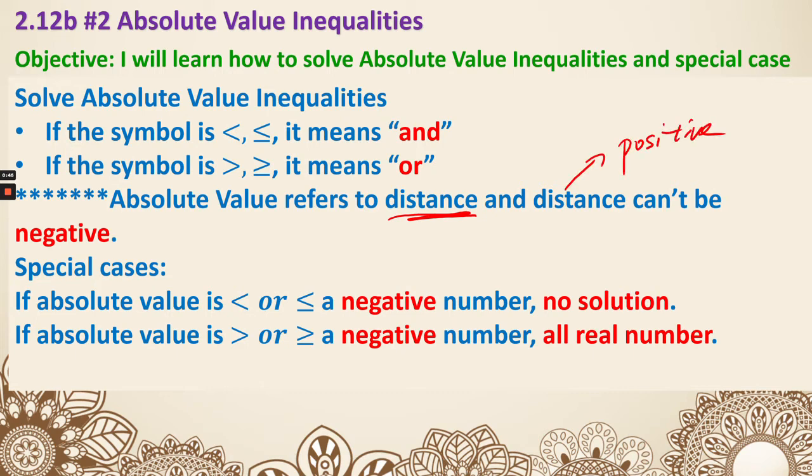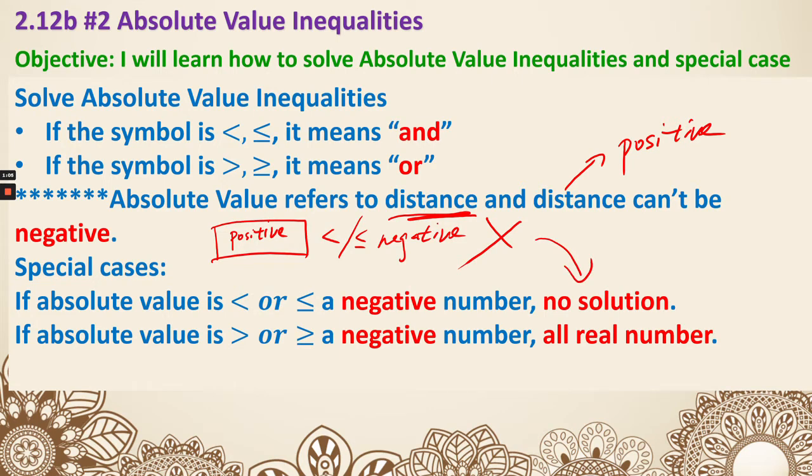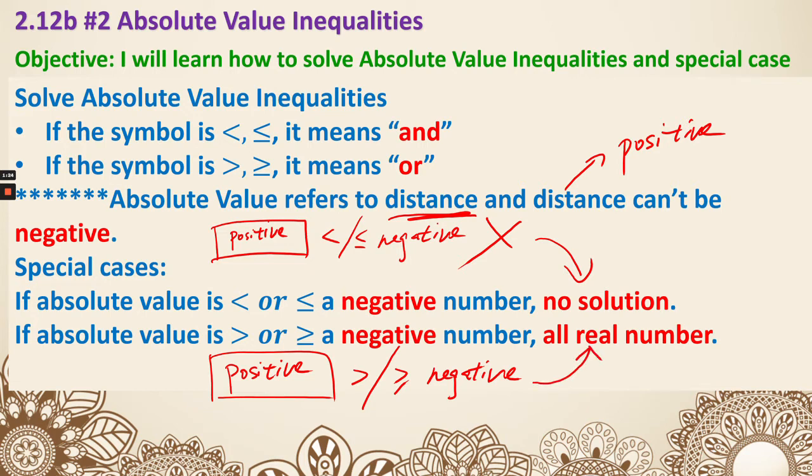Now, based on that definition, we have some special cases that we can think about. Let's say we have this absolute value, which has to be positive, and the first case is less than or equal to a negative. Of course, that would never work, so that's why it's no solution. Or let's say the other case, you still have this absolute value, which is going to be a positive number, and we're saying it's going to be greater than or equal to a negative number. Well, that of course is always going to be true. That's why the answer is all real numbers.